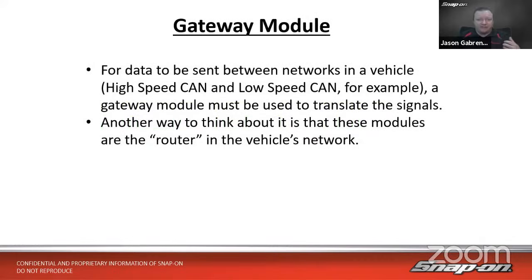We have these various networks on a vehicle. Can they communicate with each other? Well, yes, we can. We would use what we call a gateway module to translate the data from, say, a high-speed network to a low-speed single-wire network on a vehicle if we needed to have that happen.